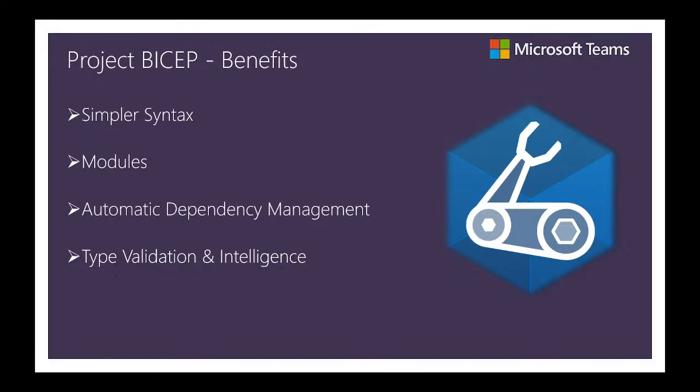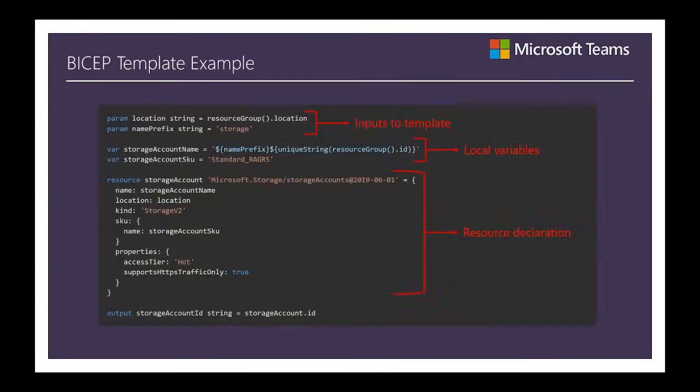Microsoft also worked towards tooling, and with Visual Studio Code, you get type validation, IntelliSense, everything is there, because now Bicep is a whole language and there is tooling around it. So these are some of the benefits of Bicep. And this is how a Bicep template looks.